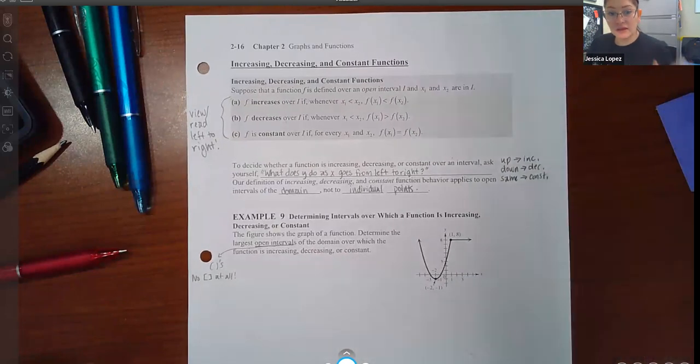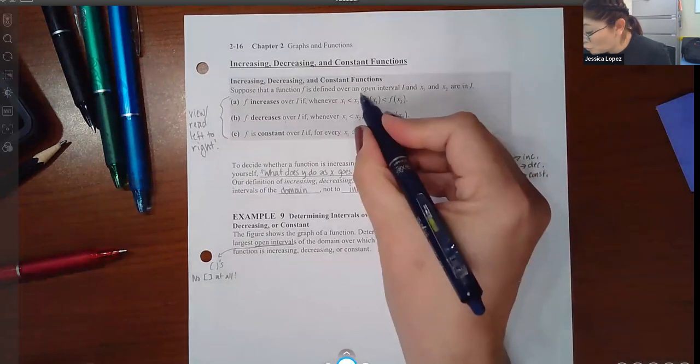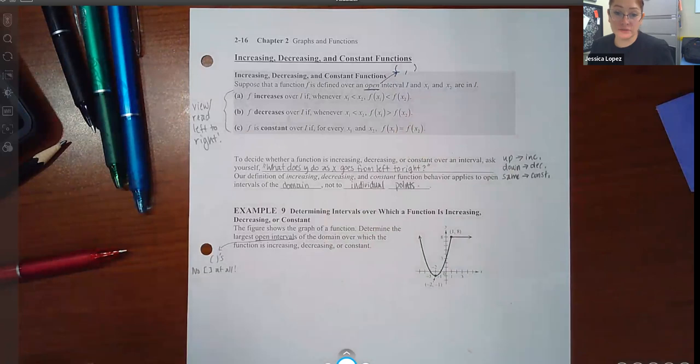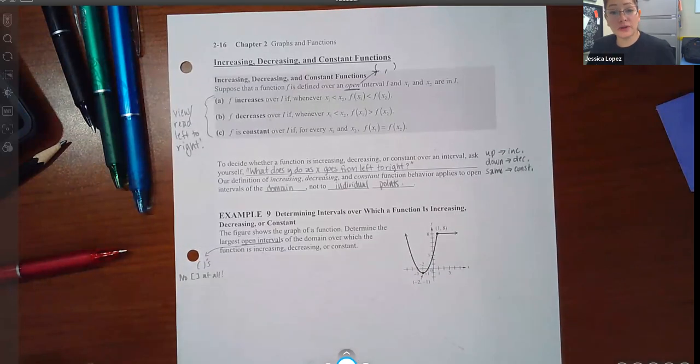So increasing, decreasing, and constant function says that, suppose that a function f is defined over an open interval. Open interval means that they don't use brackets. So we'll always have parentheses. Always, always, always. That's what open interval means. No brackets whatsoever. When you're doing domain and range, you can have brackets depending on if it's solid or open, right? Or for infinities.